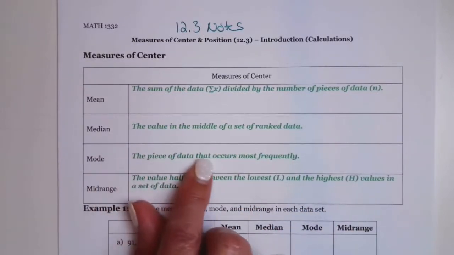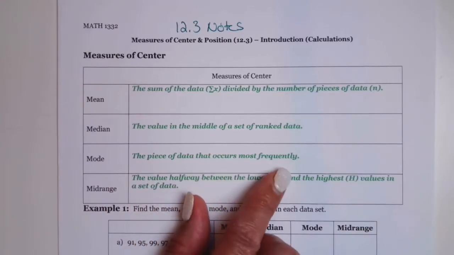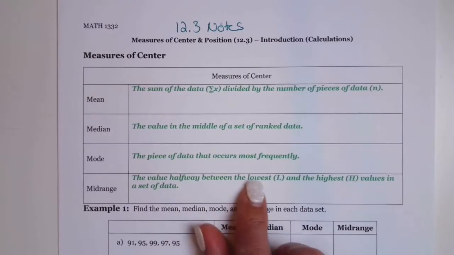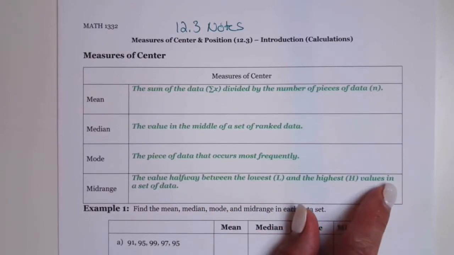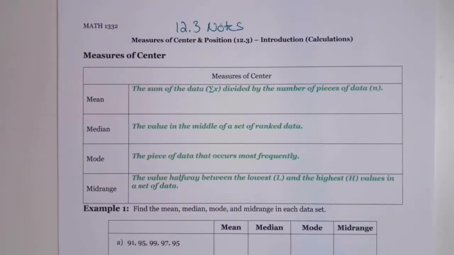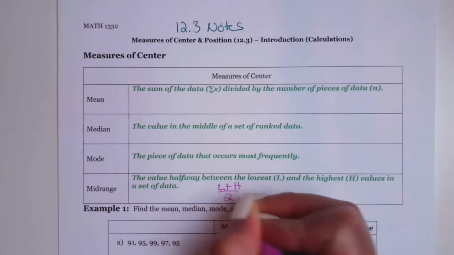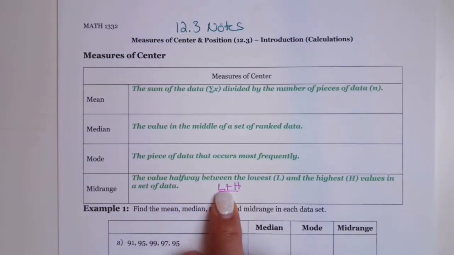Mode is the piece of data that occurs most frequently. And mid-range is the value halfway between the lowest and the highest values in a set of data. We calculate this by L plus H divided by 2, so the lowest value plus the highest value divided by 2.